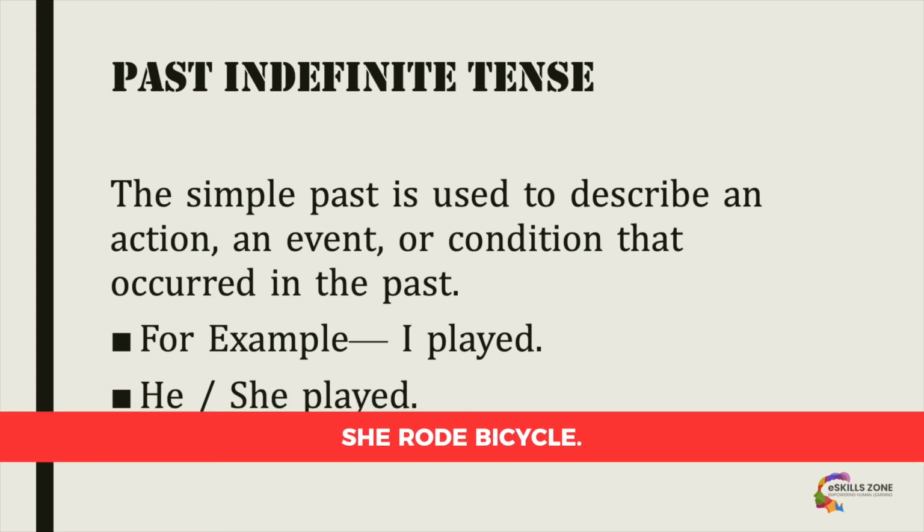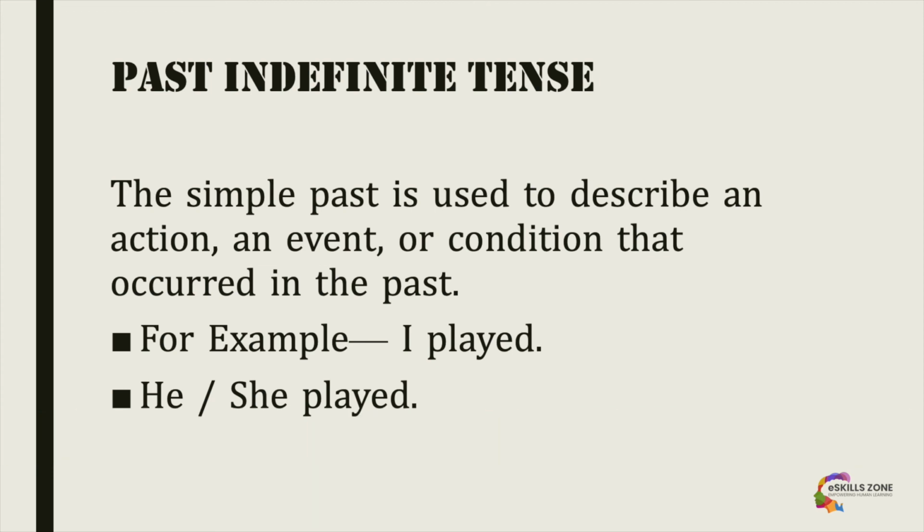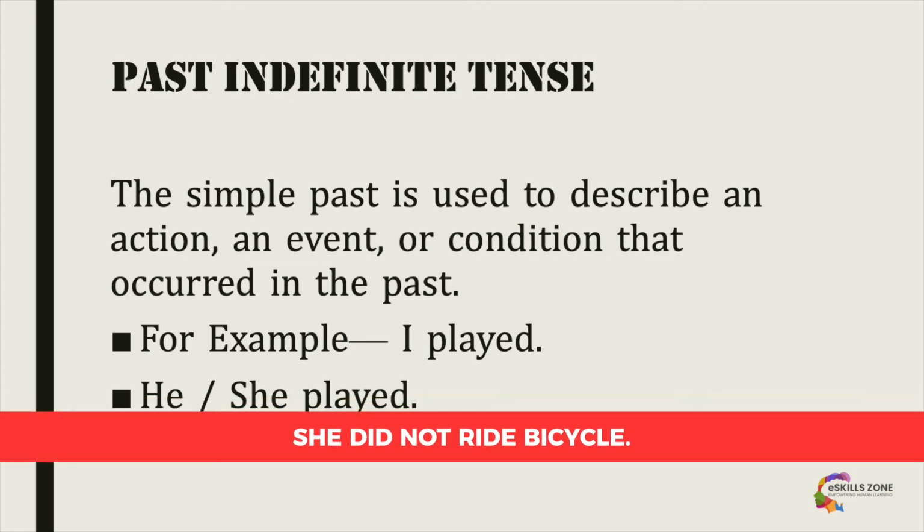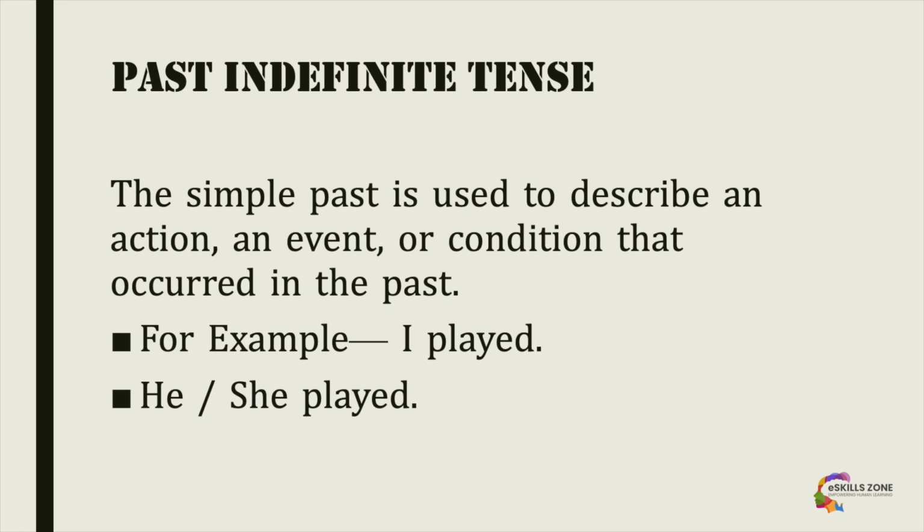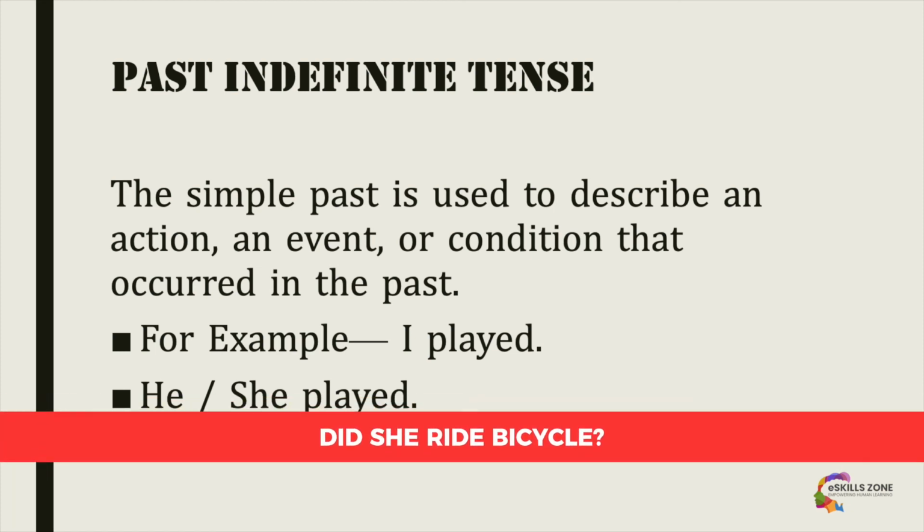She rode bicycle. So in order to convert this into negative and then the positive sentence into interrogative, we'll start with the negative sentence first. So we'll say she did not ride bicycle, full stop. And then if we need to convert the positive sentence into interrogative question sentence, we will be saying, did she ride bicycle? Question mark.